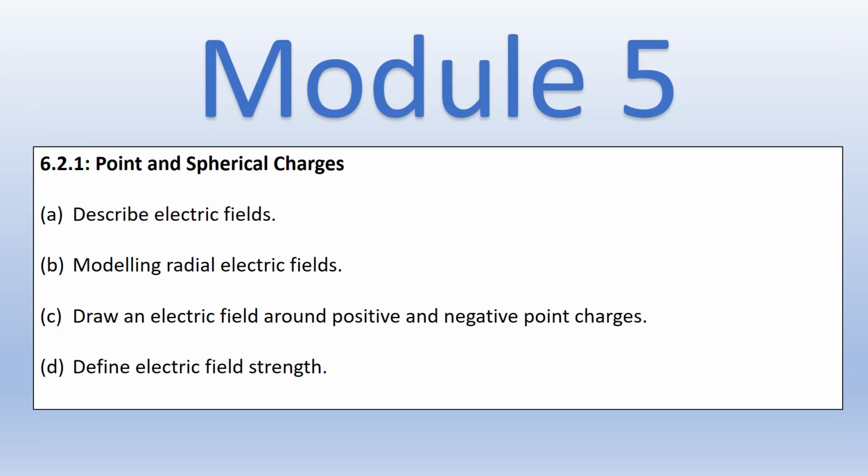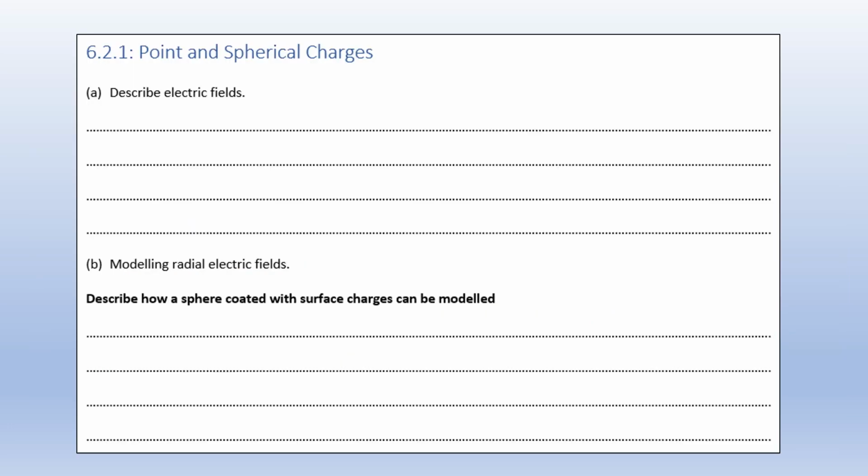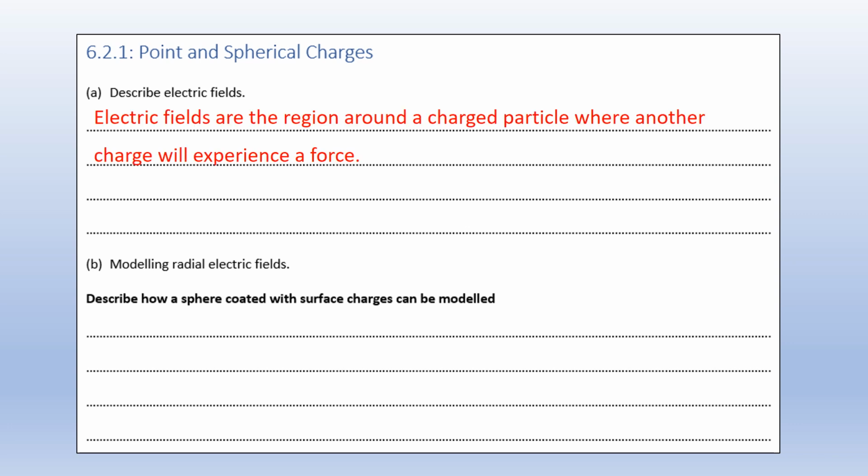Okay, so we're now going to move on to studying electric fields in more detail, because that's what we effectively create with a capacitor. We create an electric field on the capacitor. So let's describe first what we mean by an electric field. It's essentially the region around a charged particle where another charge will experience a force. A field, generally speaking, is a region where an object will experience a force. An electric field is where a charge will experience a force.